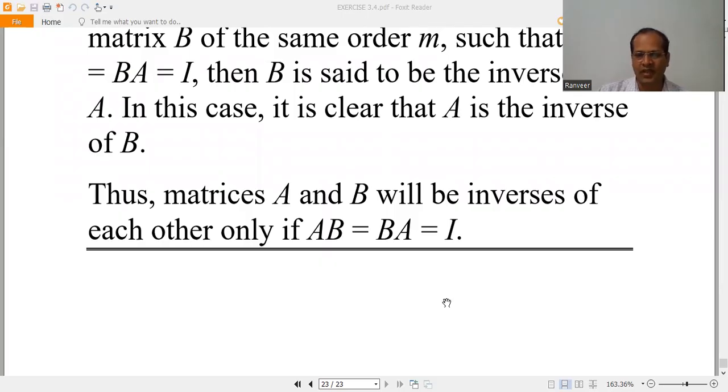So I hope the inverse process is crystal clear for all of you, but this requires a lot of practice, and you have to understand the concept of how to bring the unity matrix in the left hand side. For that only we have to do a lot of operations.